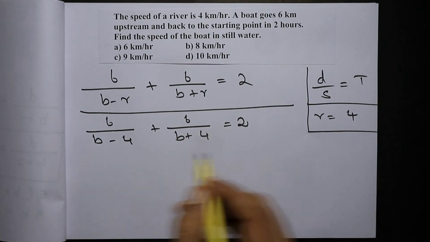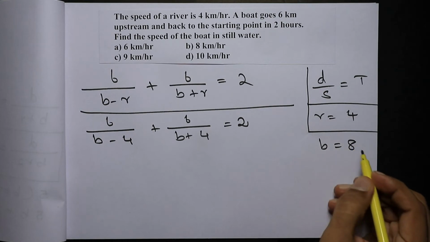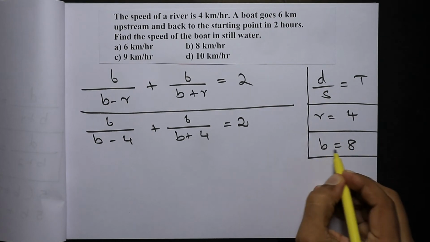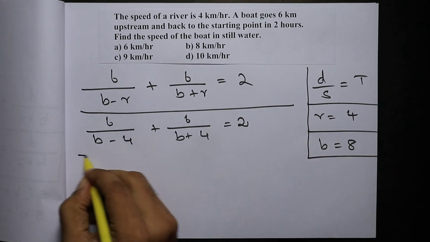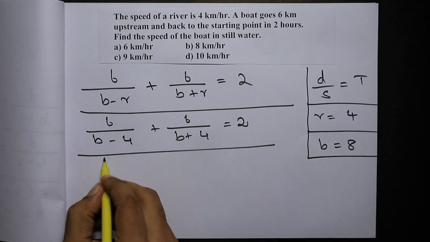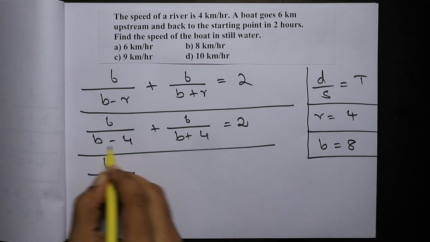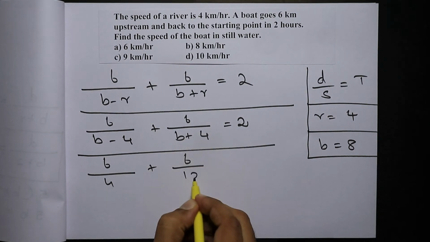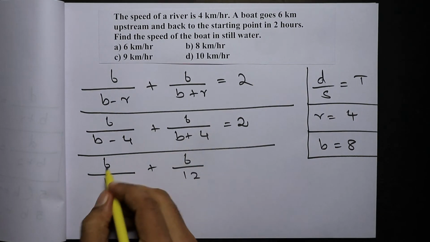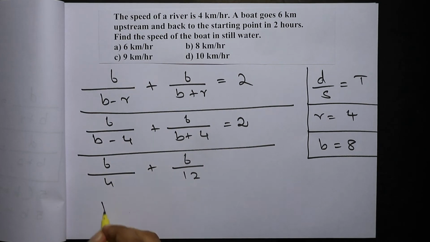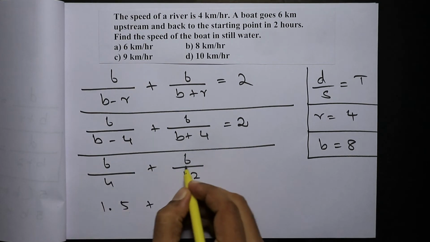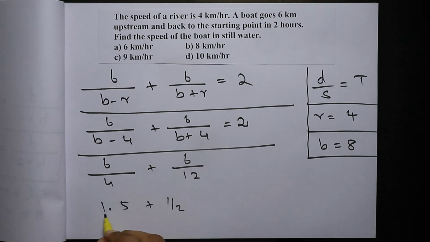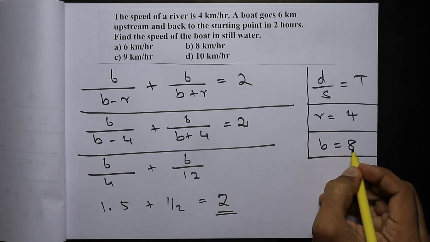For example, let us try b is equal to 8. Let us see whether it satisfies or not. So let us substitute b is equal to 8. So 6 by 8 minus 4 is 4, plus 6 by 8 plus 4, that is 12. 6 by 4 is 3 by 2, that is same as 1.5. Plus 6 by 12 is half. 1.5 plus half is equal to 2. It satisfies. Hence b is equal to 8 is the right answer.